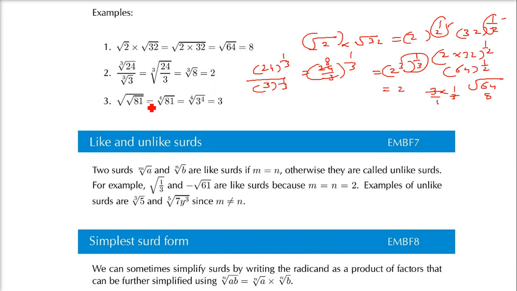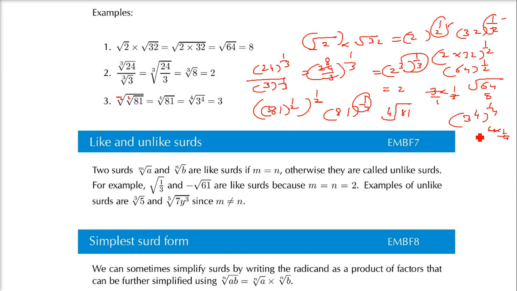Root of root of 81. So this is 2 and this is 2, so 2 into 2 is 4. How does it come? See, we have root of 81, that is 81 to the power half. And then again we have root of all these, so again we have half of this. So half and half is 1 by 4: 81 to the power 1 by 4. So the 4th root of 81 we have to find out. But 81 can be written as 3 to the power 4. So 4 into 1 by 4 is 1. We get 3.